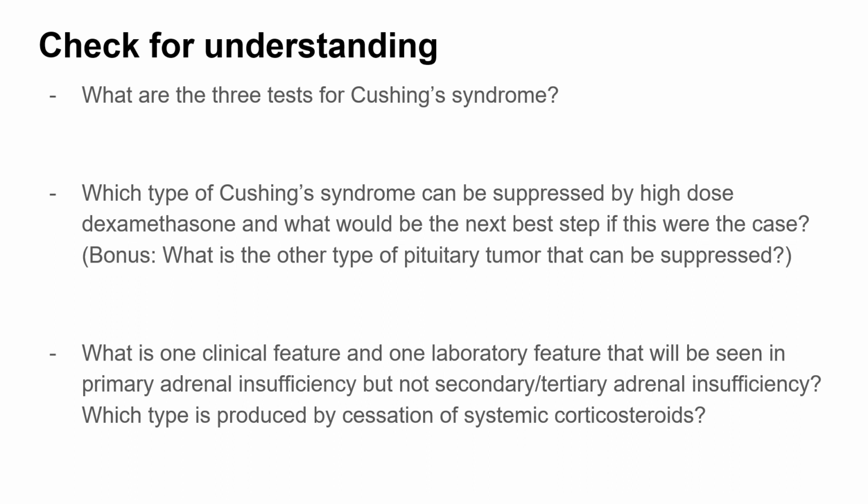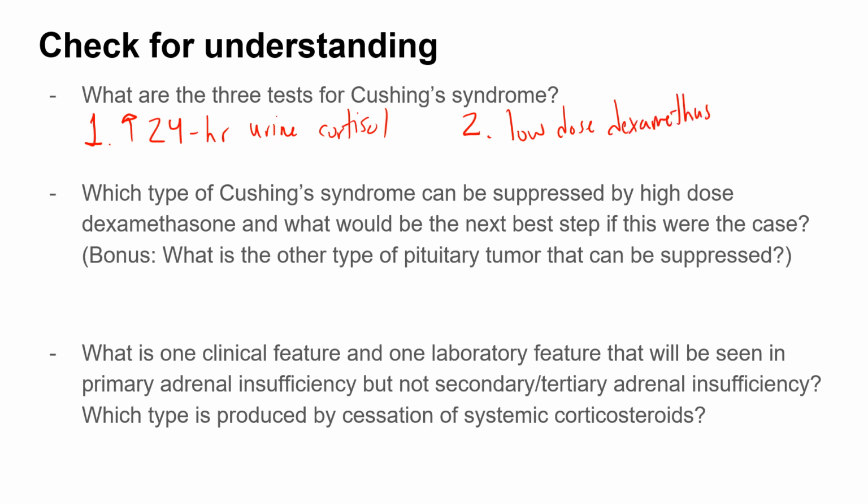high yield points. So what are the 3 tests for Cushing syndrome? So we know first, kind of the gold standard is increased 24-hour urine cortisol, which makes sense. They have elevated cortisol levels, so we'd expect urine cortisol to be elevated over a 24-hour period. Second, we could see that the patient has, if you give them a low-dose dexamethasone, it will not suppress ACTH.